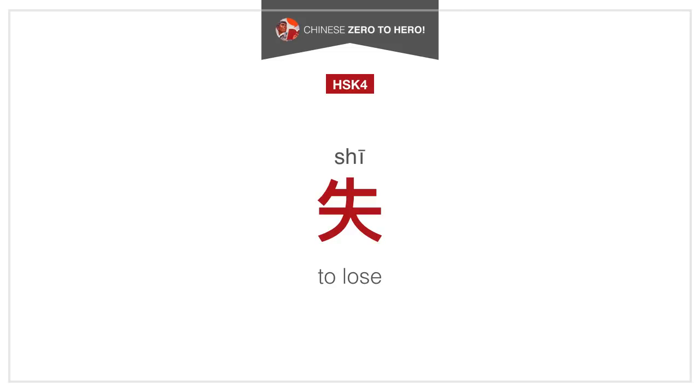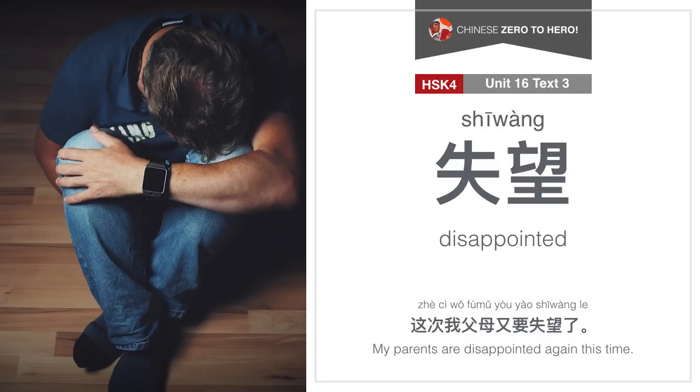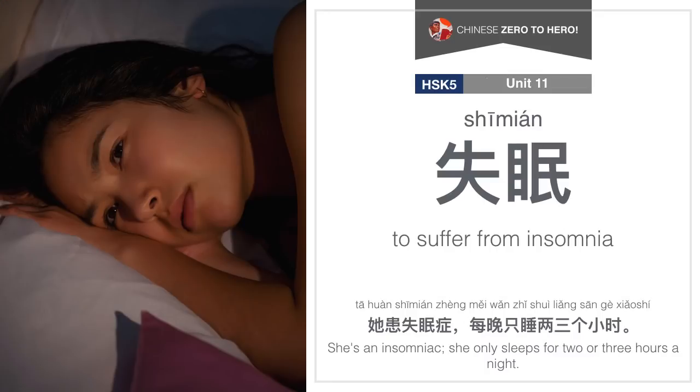失, written like this, means to lose. 失败 means to fail. We learned this in HSK 4, Unit 9, Text 4. For example, 哪怕失败我也要试一下. I will have to try even though I should fail. And in HSK 4, we learn 失望, meaning disappointed. 这次我父母又要失望了. My parents are disappointed again this time. In HSK 5, we learn 失眠, which means to suffer from insomnia.